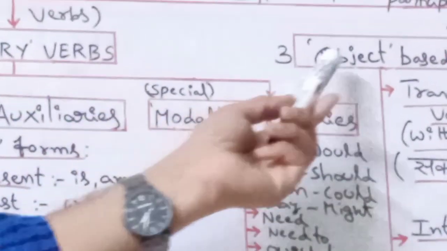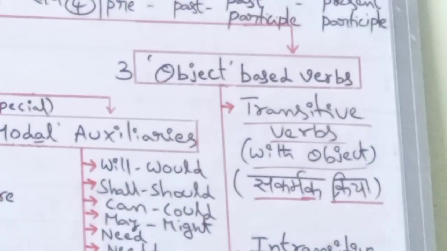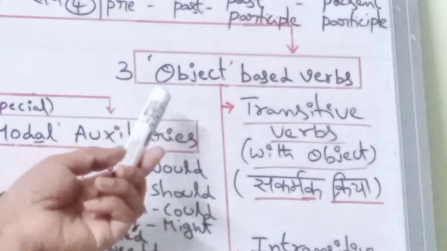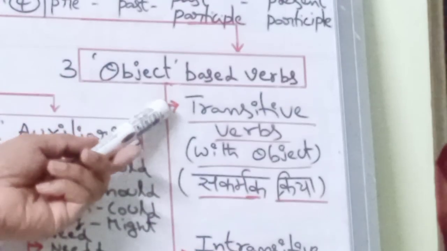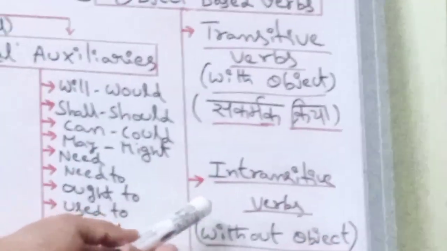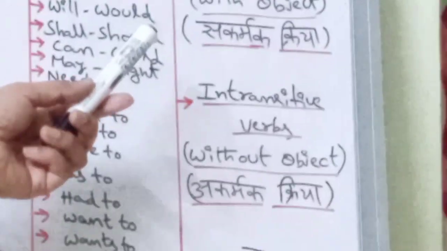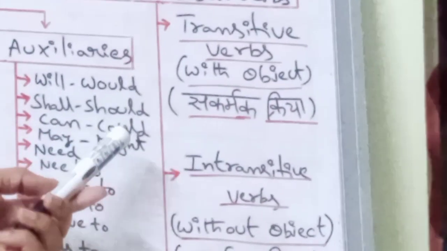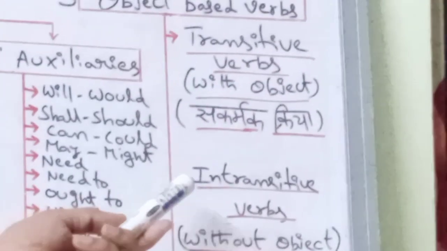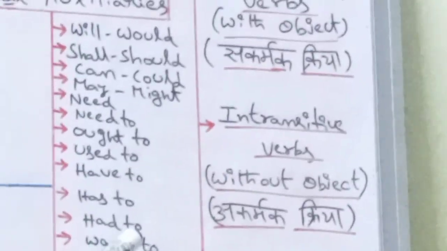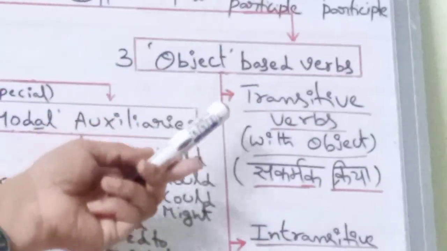And now, the third type of verb is object-based verbs. Depending upon the presence or absence of an object in a given sentence, these object-based verbs are again divided into two more types: transitive verbs and intransitive verbs. Transitive verbs are the verbs that have some object with them, meaning the presence of an object will be there. And intransitive verbs are those verbs that don't have any object along with them. So a verb with an object is known as a transitive verb.